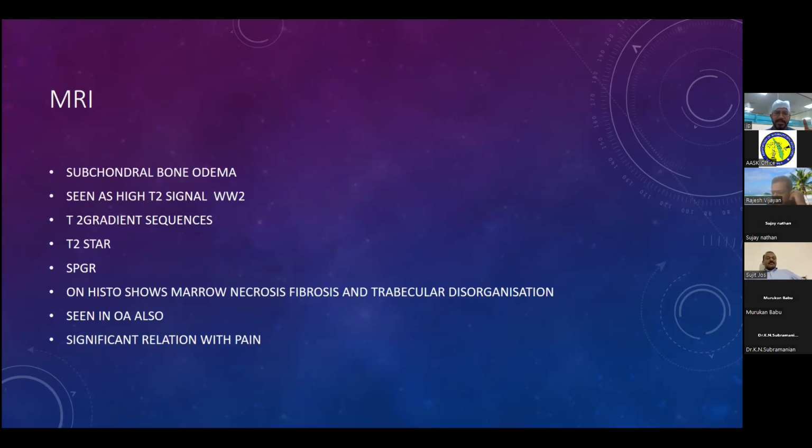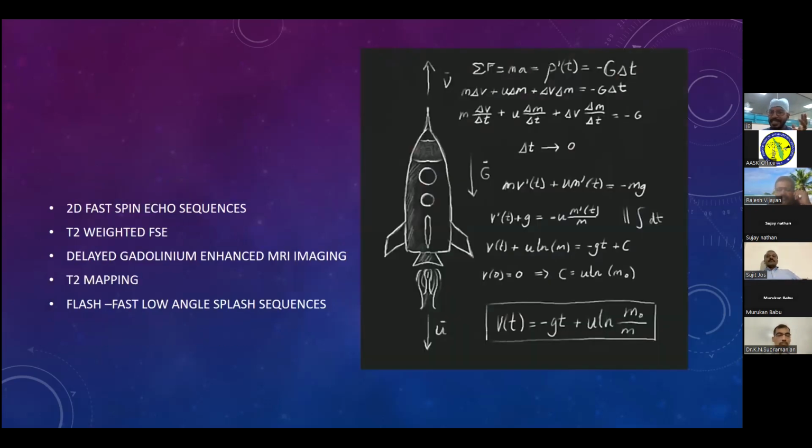Some things like T2 star, SPGR. On histology also, the marrow necrosis and trabecular disorganization is seen. So subchondral bone is quite underrated, because sometimes you see a subchondral edema in cartilage in MRI and we might think that it is okay, but subchondral bone is quite a pathological thing, and subchondral edema which persists is a harbinger of cartilage injury. And that has a significant relation with pain.